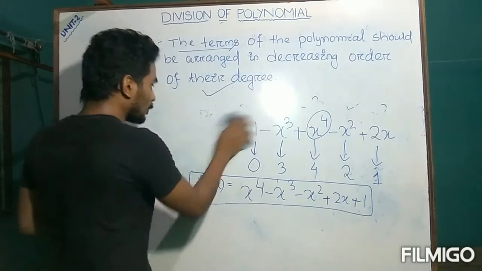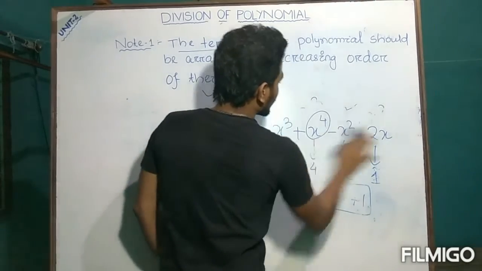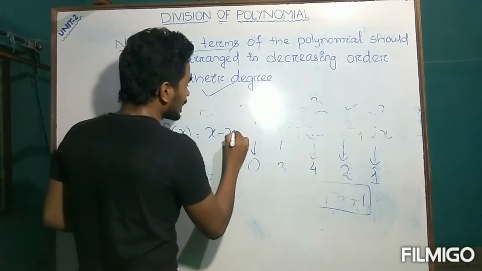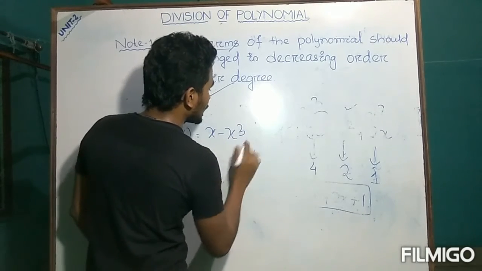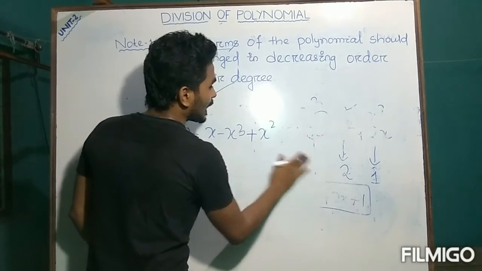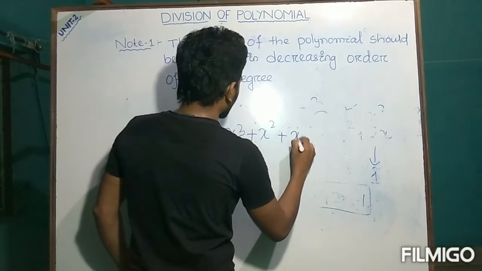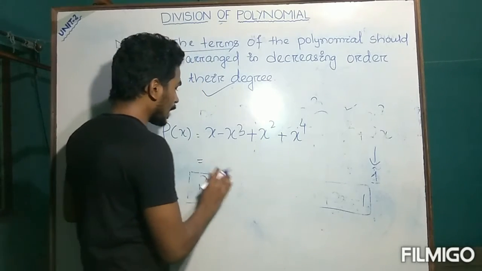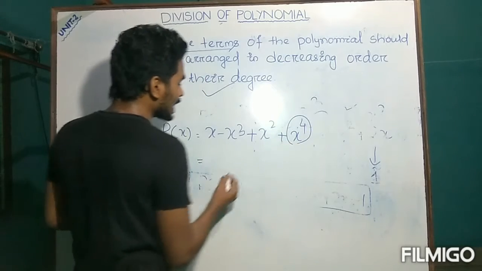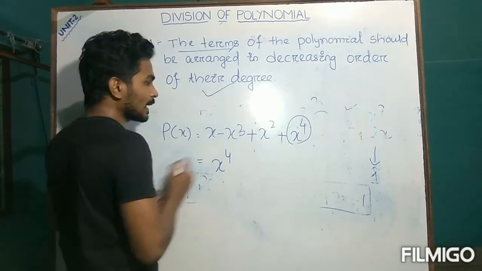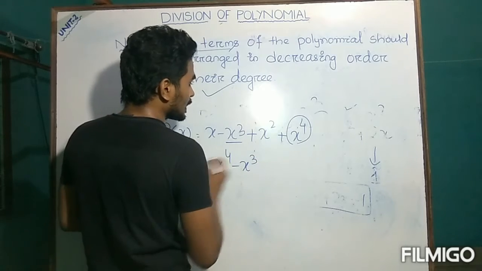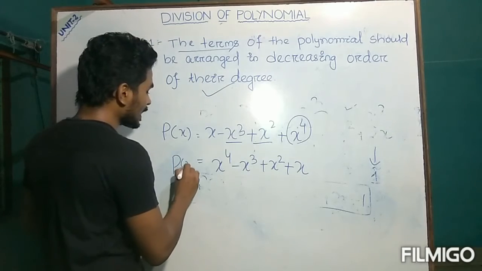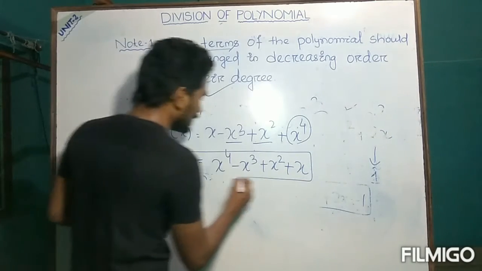Okay, so you can take one more example also. Suppose you have x minus x cube plus x square plus x to the power 4. Okay, it also has 4 terms, so you have to rearrange them. Out of these 4 terms, which has the highest power? This one has the highest power, so write x to the power 4. Then this one, minus x to the power 3, then plus x to the power 2. Finally, we will write x. So this is the rearranged polynomial, or it is known as the dividend.